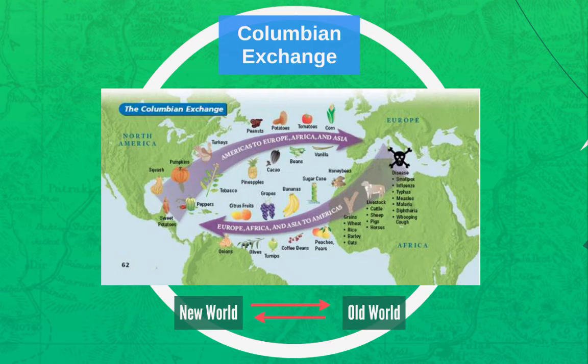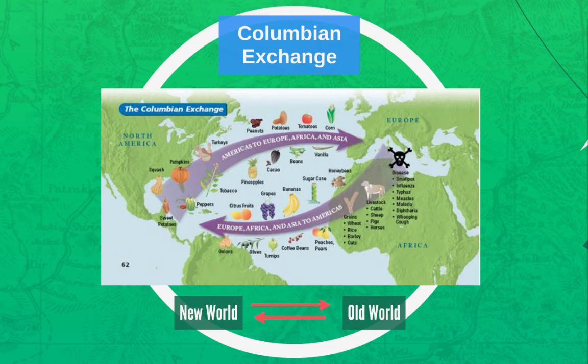You have rice and oats and peaches and coffee and grapes and bananas. These were things that were not in the Americas, that were not native to the Americas, that the Native Americans had never seen before. On the flip side, you also had those items that were from North America into Europe, and that included things like corn and turkeys and pumpkins and peppers and sweet potatoes and pineapples and tobacco. Those are the things that the Americas gave back to Europe.